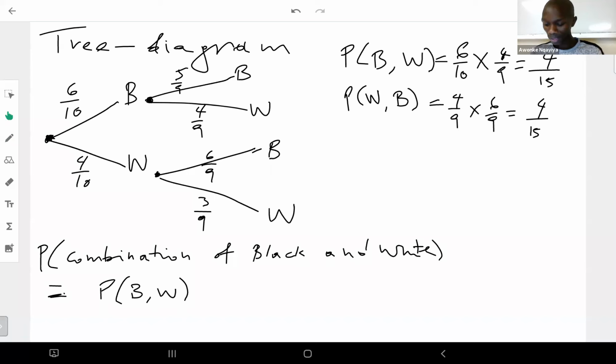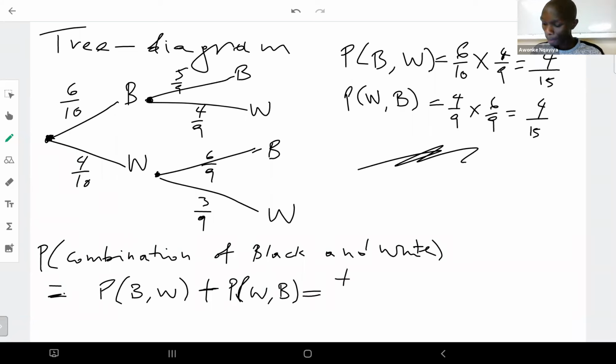So the first combination of black and white is black at first, followed by white. Another combination is white at first, followed by black, which means we jump from the upper branch to the lower branch. That means we add over there. The reason why we add is because we moved from one branch to another. And then these probabilities, we have calculated them before. They are actually up over there.